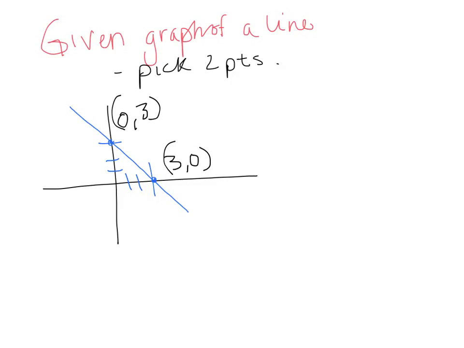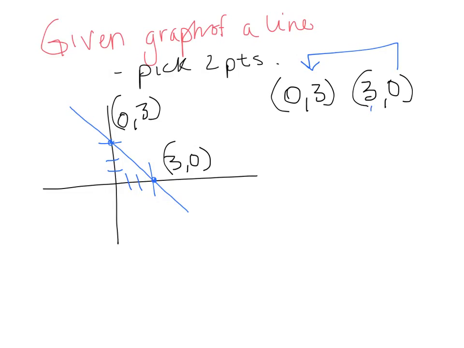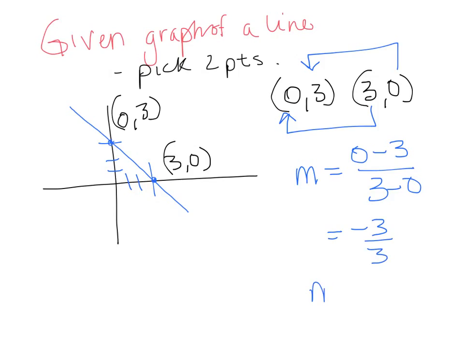I'll set it up in a nice way with arrows to keep me straight, so I make sure I get my negatives and everything right. I'm going to use m is equal to 0 minus 3 over 3 minus 0, which is -3 over 3. m is equal to -1. Oh, I did that again. Wow. But you get the idea.